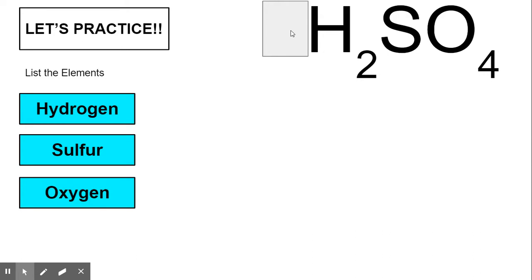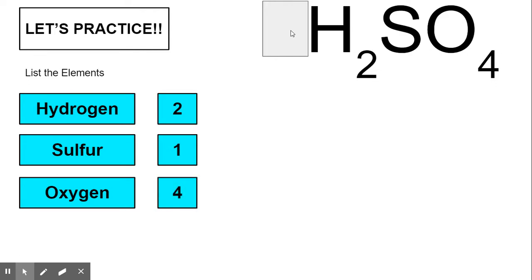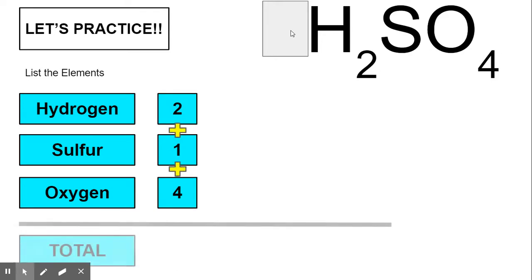Now, step 2 was to look for subscripts. Okay, so does hydrogen have a subscript? Yes, it does. It has a 2. Okay, does sulfur have a subscript? No, it doesn't. So there's only 1. And then does oxygen have a subscript? Yes, it does. So there are 4. So right now, without the coefficient, we add those 3 numbers together to get a total number of atoms in a molecule of sulfuric acid at 7.